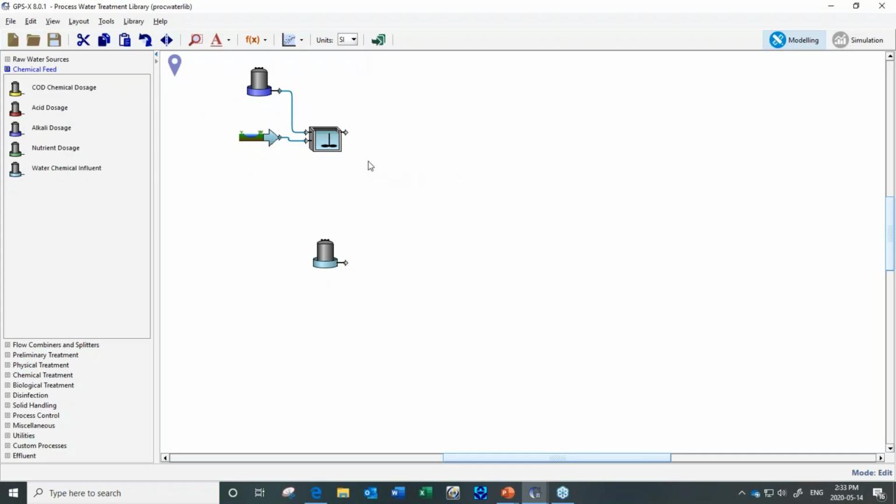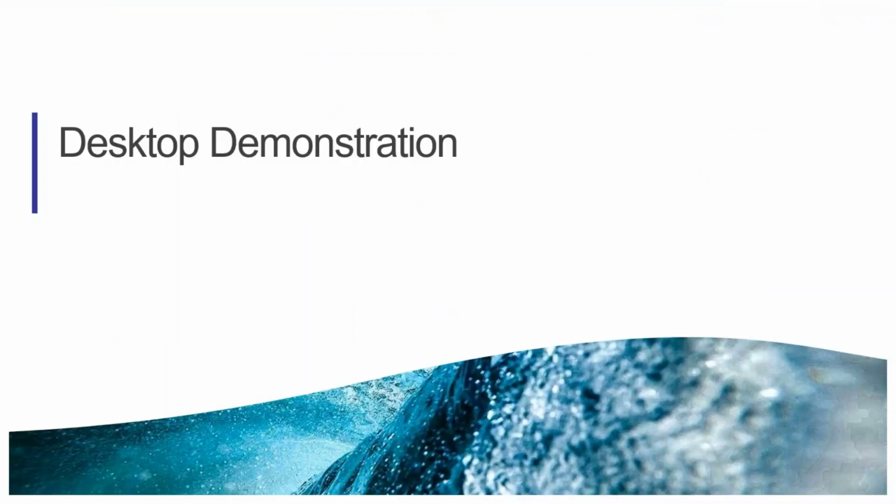So now, of course, I'm not going to make a full layout here, but what we are going to do is use the layout that I already have.